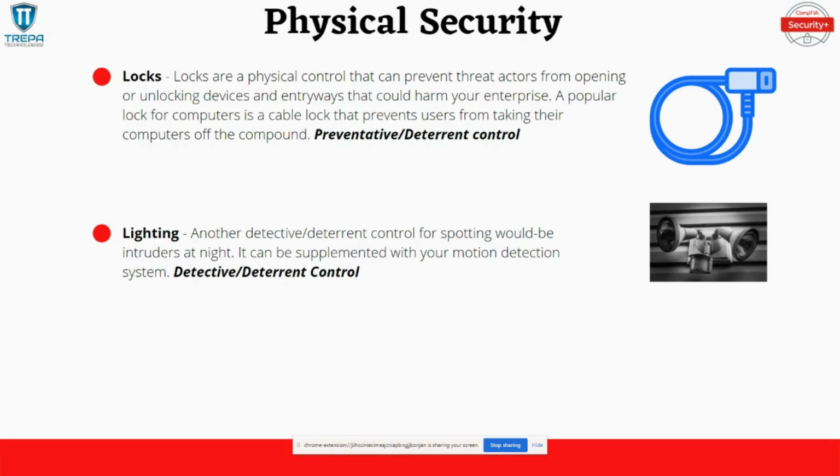Lighting is a detective and deterrent control that can supplement motion detection and spot intruders at night or in dark places of your warehouse or your building.